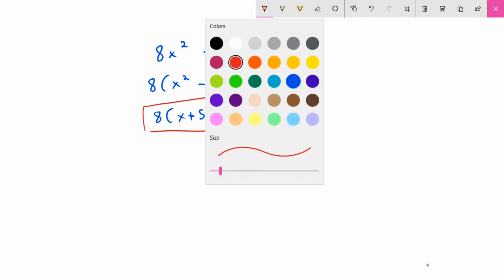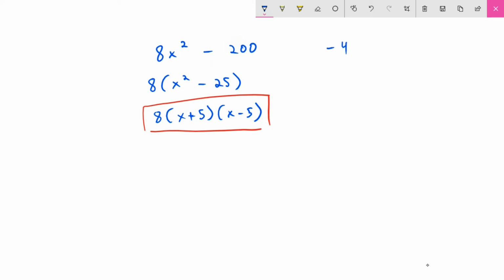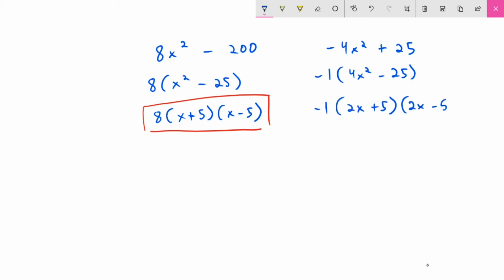And then in another example, what if I gave you this? Negative 4x squared plus 25. Well, there's a problem with the way this is set up. Our difference of squares shortcut needs a negative in between the two terms. And also, you might notice that a is negative right here. We don't want a negative, so what can I do here? I can factor out a negative 1. That changes all my signs. So inside the parentheses, I have 4x squared minus 25, and now I can see there's a difference of squares here. So negative 1 times 2x plus 5 times 2x minus 5. And that is my fully factored form.